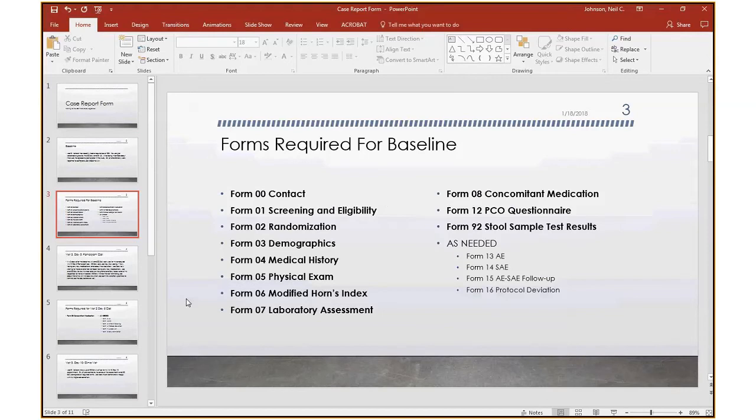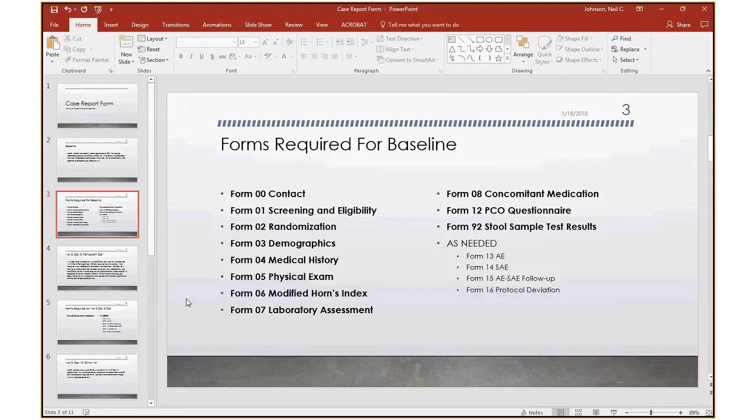At the baseline visit, these following forms are required. Form 0, Contact. Form 01, Screening and Eligibility. Form 2, Randomization. Form 3, Demographics. Form 4, Medical History. Form 5, Physical Exam. Form 6, the Modified Horn Index. Form 7, Laboratory Assessment. Form 8, Concomitant Medication. Form 12, Patient-Centered Outcome Questionnaire. And Form 92, the Stool Sample Test Results.